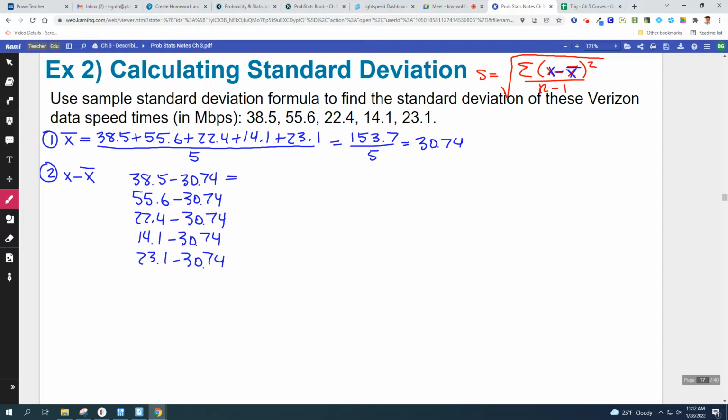I'm taking each of the x values, each of the data values, and subtracting the mean. And I get these results: 7.76, 24.86, negative 8.34, negative 16.64, and negative 7.64.